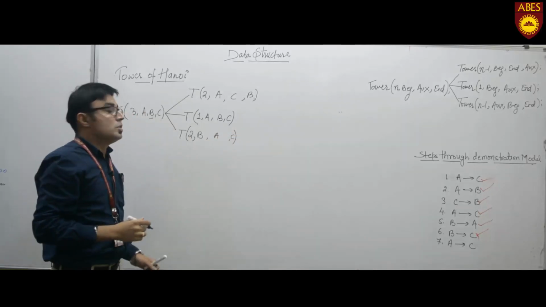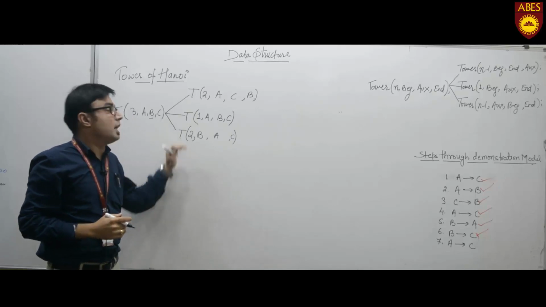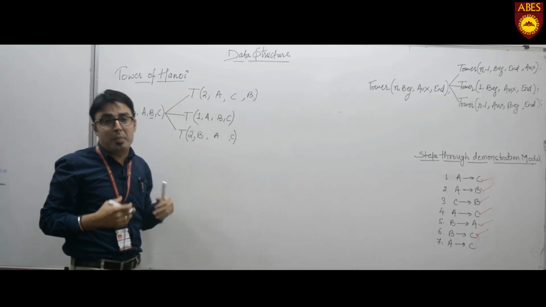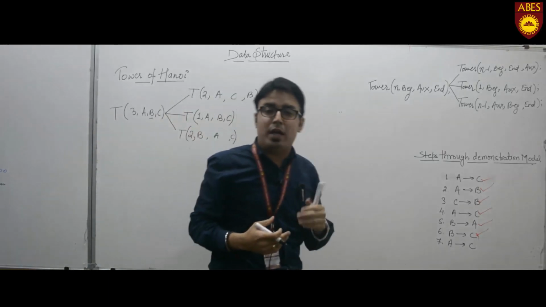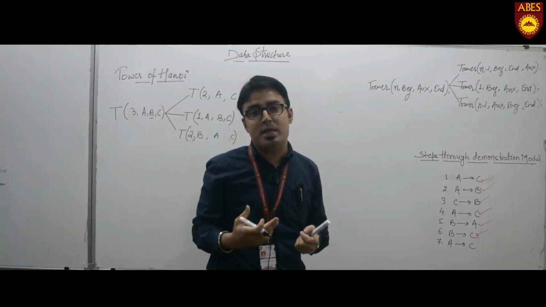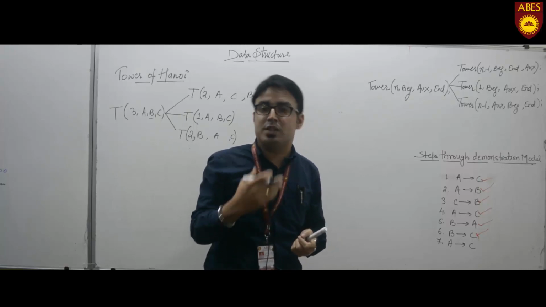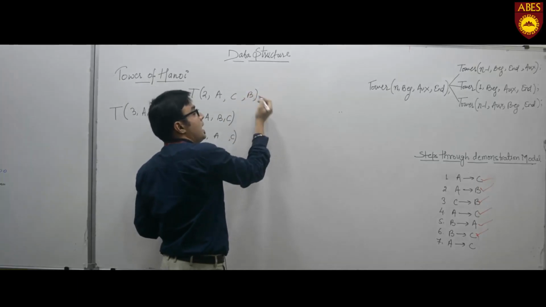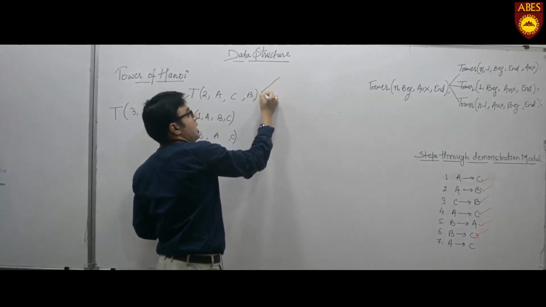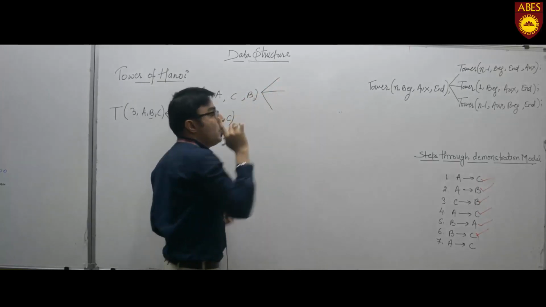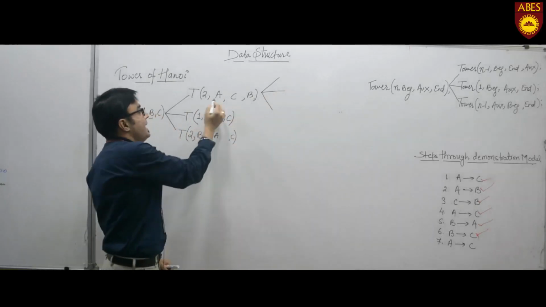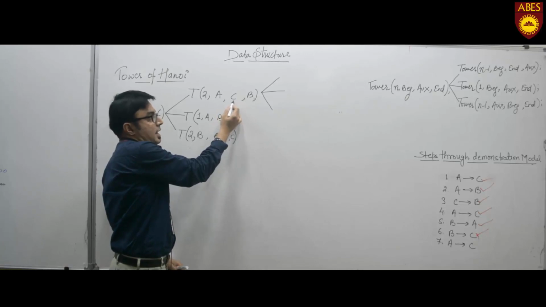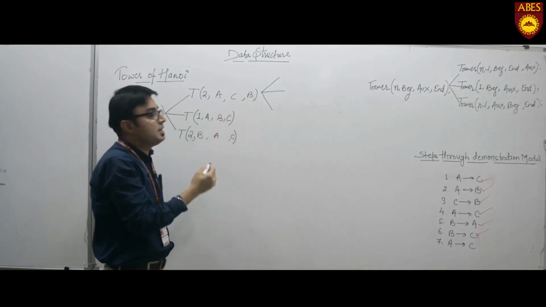So how does recursion take place? First it will call the top function, because recursion takes place through a stack. You know the stack is LIFO based, that is last in, first out, so the last call will be called first. This function will be called first, and it will again be divided into three parts, but you have to make a note of it. Now the beginning is A, the middle, that is auxiliary, is C, and the end is B.